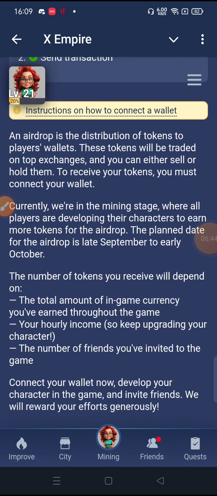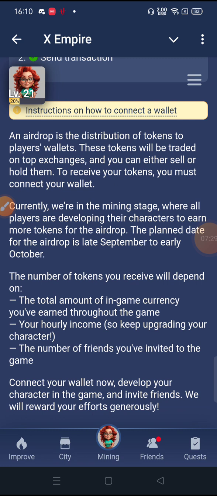Now the second point is that the number of tokens you receive will depend on the total amount of in-game currency you have earned throughout the game, your hourly income. So keep upgrading your character, and the number of friends you have invited to the game. Look, many influencers have lots of friends they can invite. So that's their opportunity. That is their upper hand. So they are taking a bit advantage on that. Even I don't have that many friends. I'm not a very popular influencer. So I am not getting that many friends right now. So far, but whoever are joining, thank you very much to all of them.